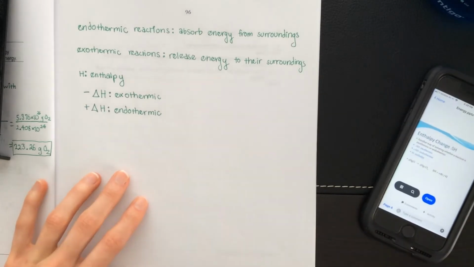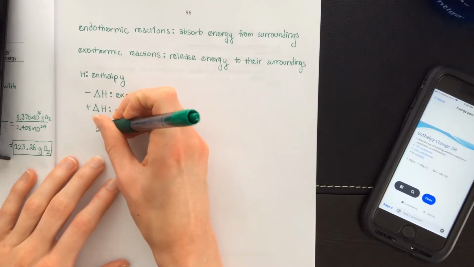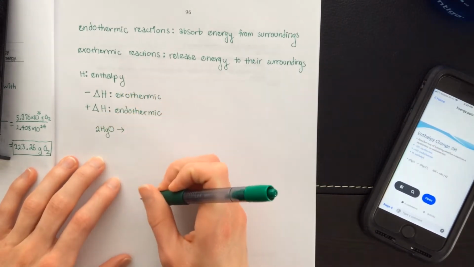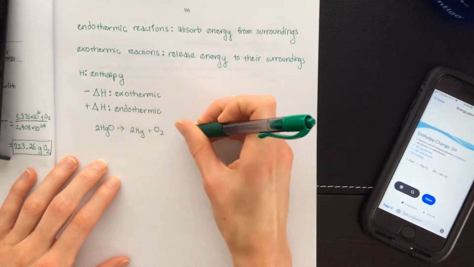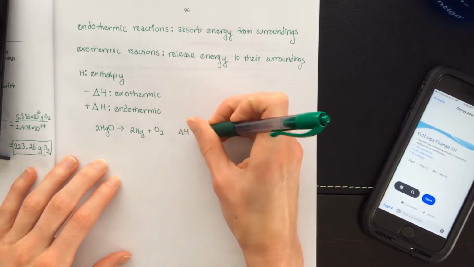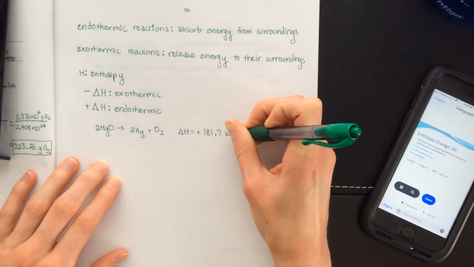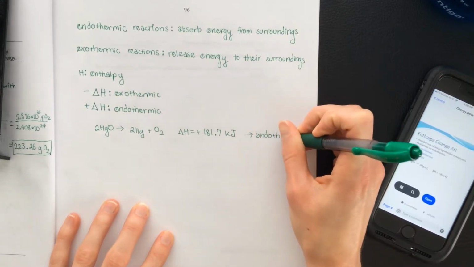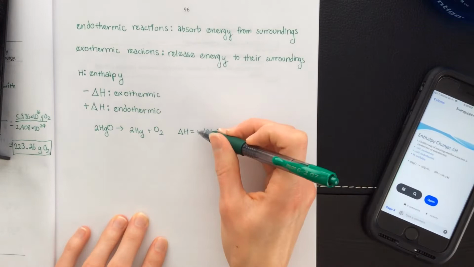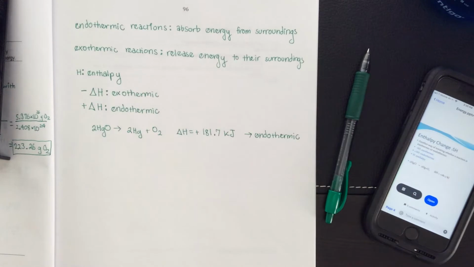Okay, the way this would look, if you saw enthalpy, sometimes they'll have a reaction written out, like this is the decomposition of mercury oxide, and it happens to have a delta H of positive 181.7 kilojoules. So we know this one is endothermic because delta H is positive. Now they might not always write a positive sign. If there's no sign, just assume it's positive. If it's negative, they'll have to write a negative sign. Okay, so there's that stuff.